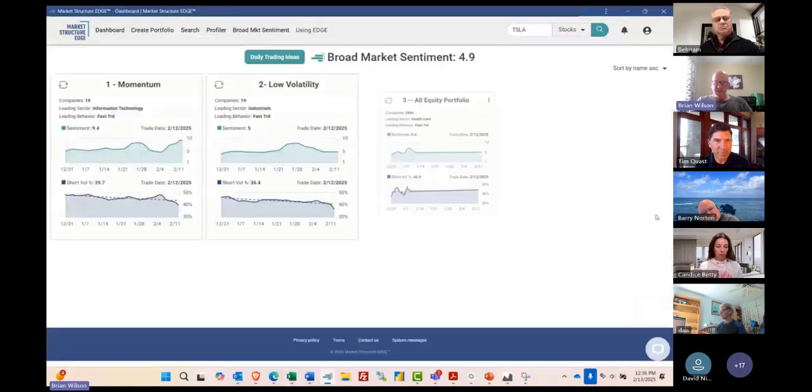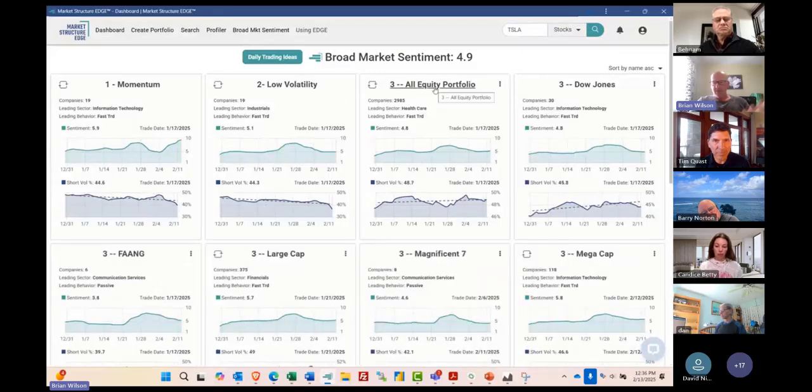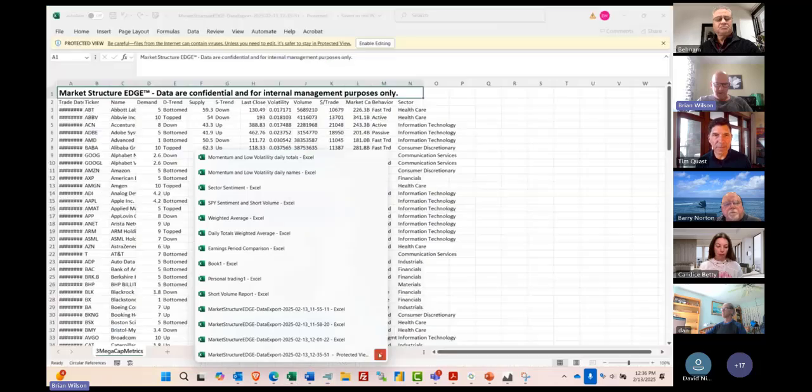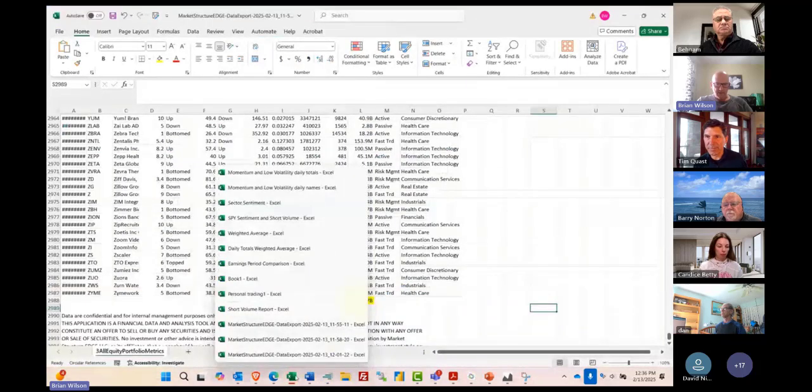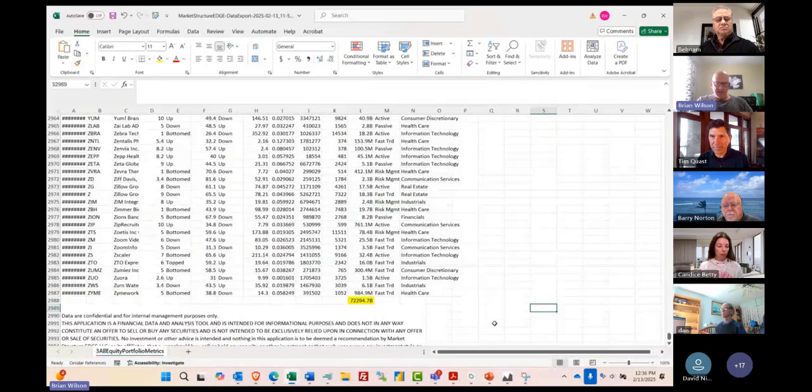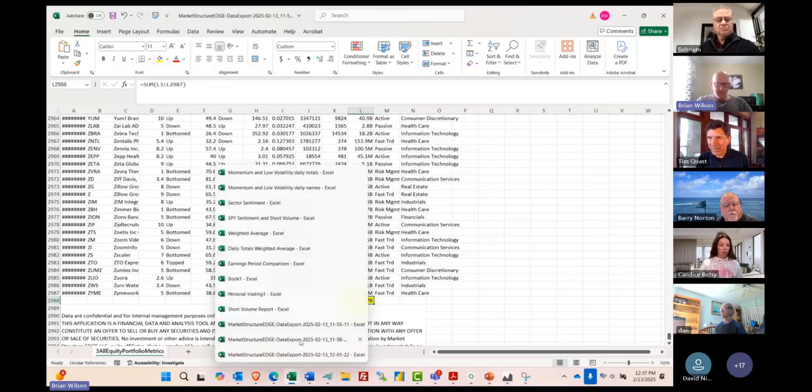So what we're going to look at first is my all equity portfolio, and it's just like it says. It's 2,985 companies. Then we're going to compare that to mega cap, and then compare that to our big tech. There's a reason for my madness here. Let me show you what this looks like. This is the all portfolio. You can see the number of companies. That's about $72 trillion in terms of overall market cap.